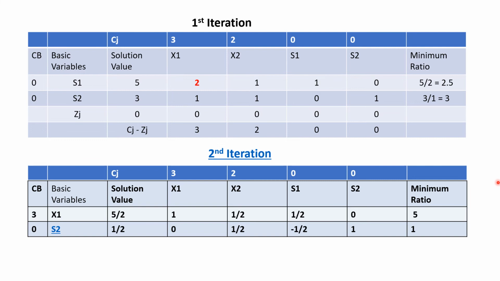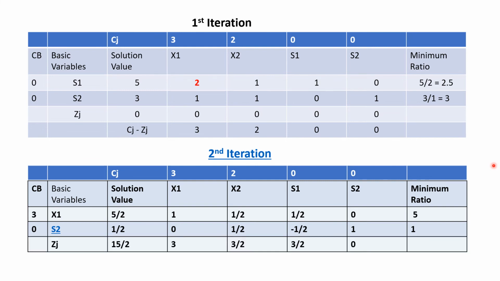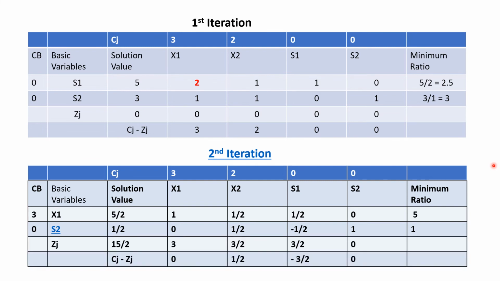The rough work is shown here, and then we get the elements of S2 row. Once you get the elements of S2 row, then we have to compute the value of Zj as we have done in the last table, and finally we have to compute the value of Cj minus Zj. So this we get, and finally we get Cj minus Zj.